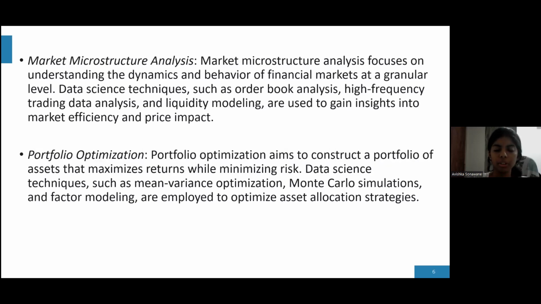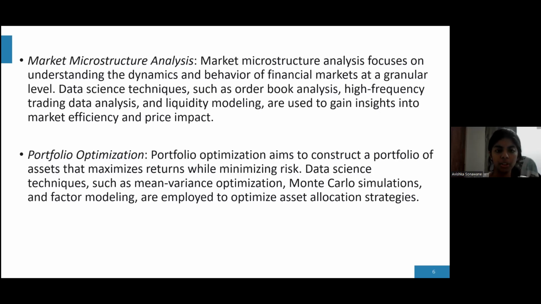Market microstructure analysis. Market microstructure analysis focuses on understanding the dynamics and the behavior of financial markets at a granular level. Data science techniques such as order book analysis, high frequency trading data analysis, and liquidity modeling are used to gain insight into market efficiency and price impact. This is one of the most popular data science techniques that are usually used for predicting the stock market.